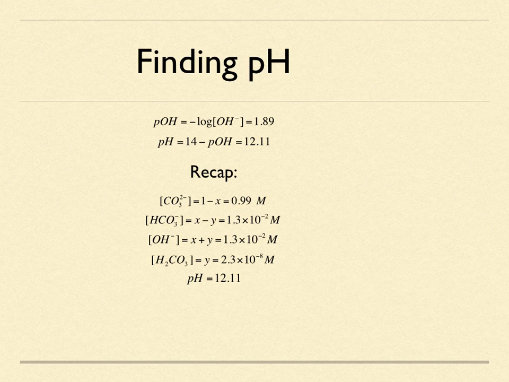Notice that although the concentration of hydrogen carbonate is X minus Y, and the concentration of hydroxide is X plus Y, Y is so small compared to X that it's insignificant and the concentrations are just the same. Solving this problem, we saw that finding the pH of solutions of polyprotic bases is really the same process to find polyprotic acids, just with Kb instead of Ka, and finding pOH first instead of pH directly.